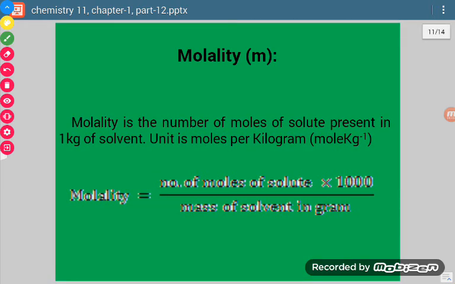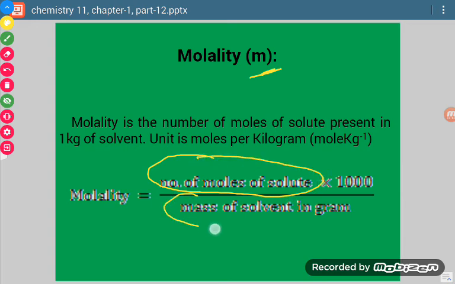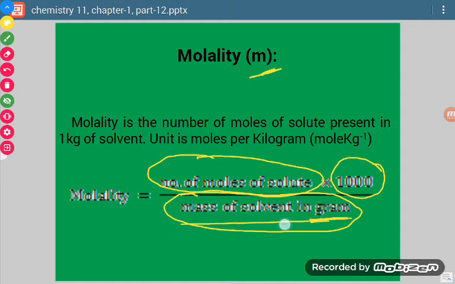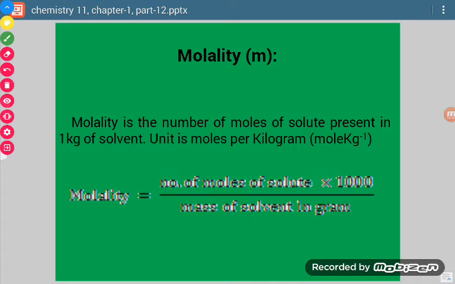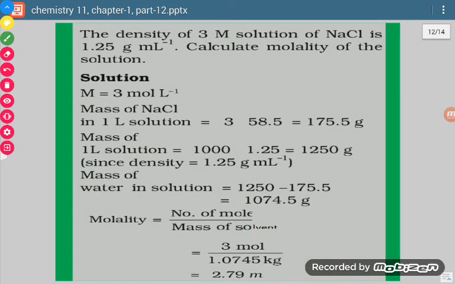Now second is molality. Now what is molality? It is denoted by small m. It is the number of moles of solute dissolved per kg of the solvent, or if we are taking solvent in grams, then we have to multiply by 1000. So what is the difference? There we were taking volume of solution, here we have to take mass of solvent. Okay, so let us take one example.